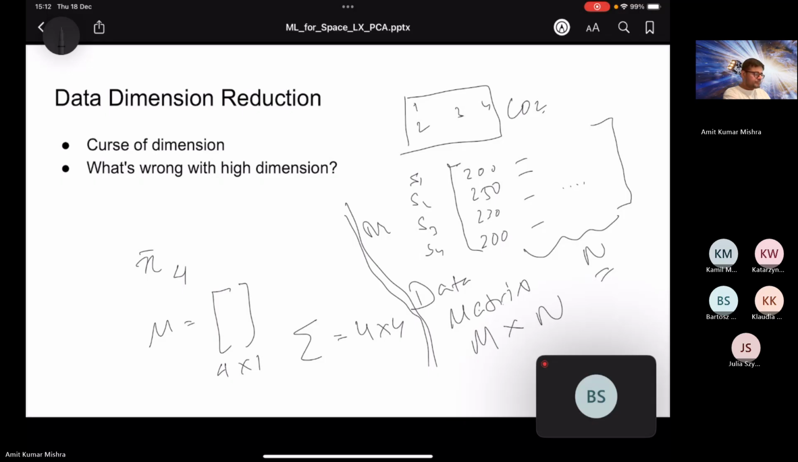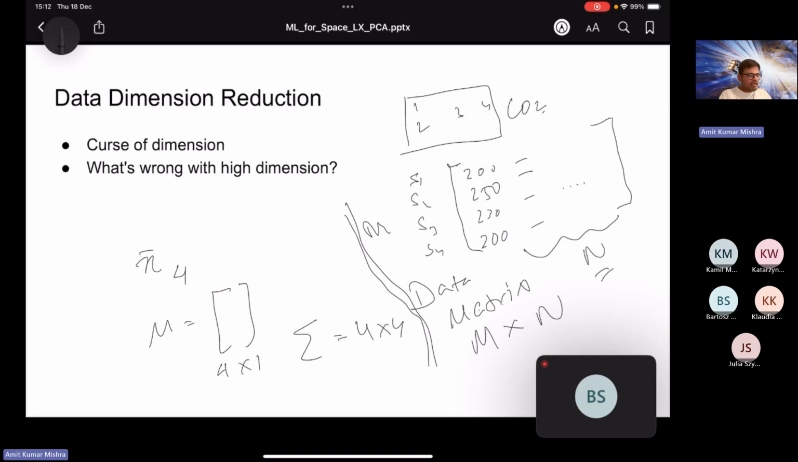Number two, the second thing is, the question is what is wrong with high dimension? The first thing that is wrong with high dimension is that the higher the dimension, the bigger your covariance matrix becomes, which implies that doing any kind of data processing will involve way more computation and saving of data. So that's the first problem.